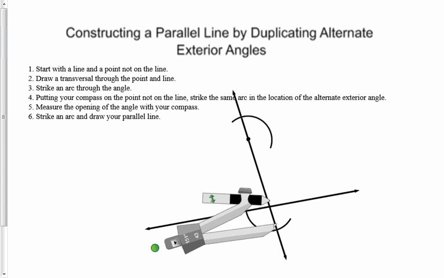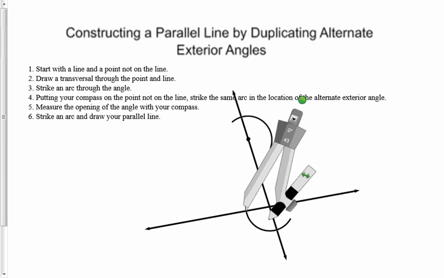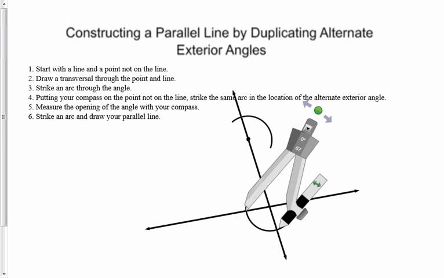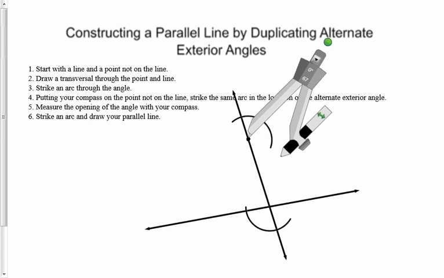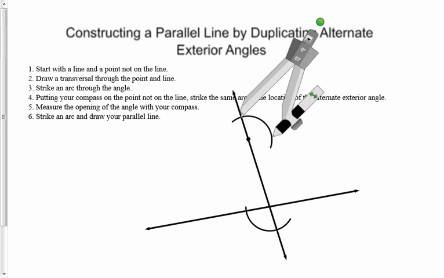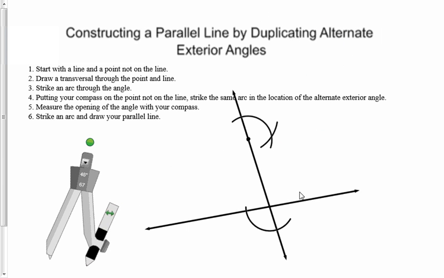Now I come down, and I have to measure the opening of this angle. And that's probably as good as I'm going to get with the smartboard. And now, from that intersection of the arc and the transversal, I'm going to strike my second arc, and it'll be the intersection of those 2 arcs with the point that gives me my parallel line. So there's the construction of parallel lines by duplicating alternate exterior angles.